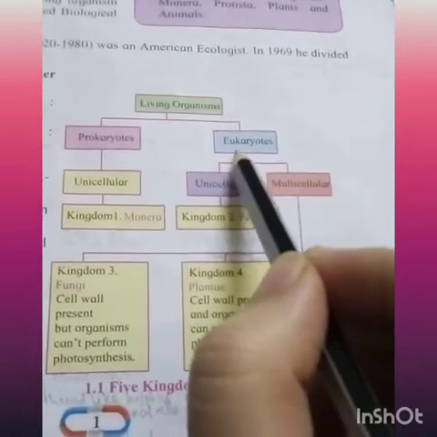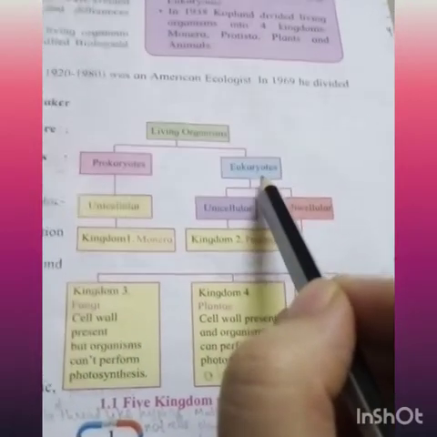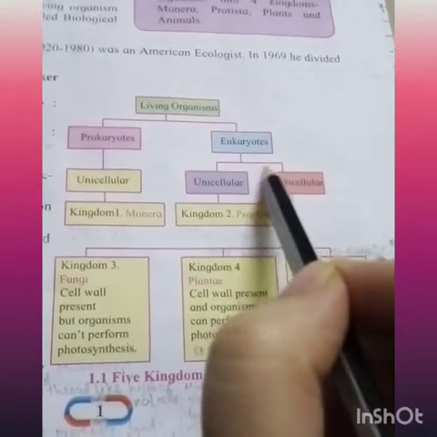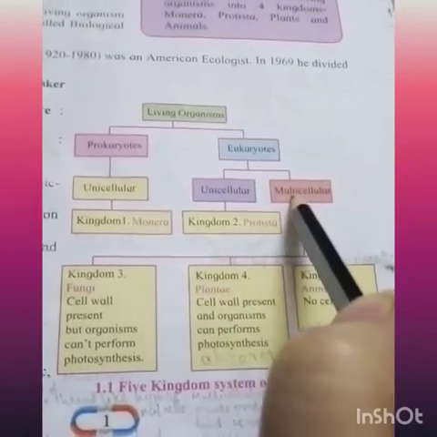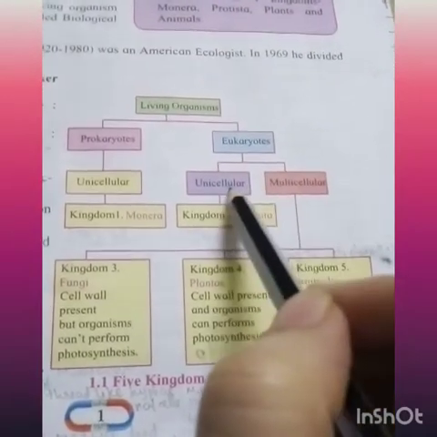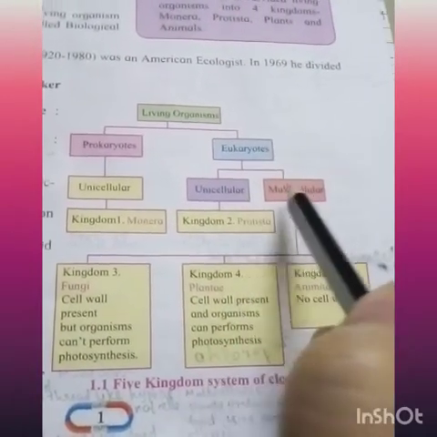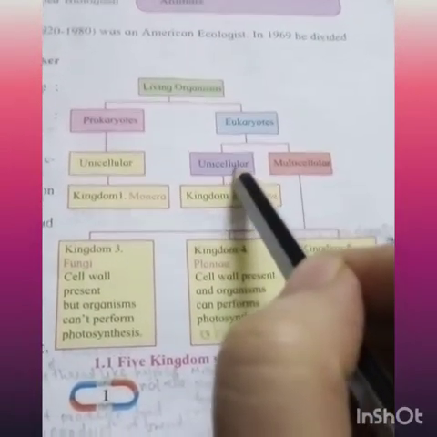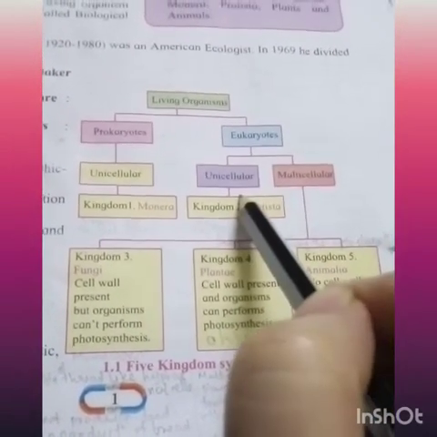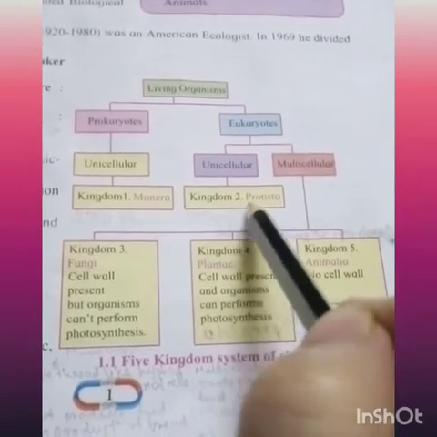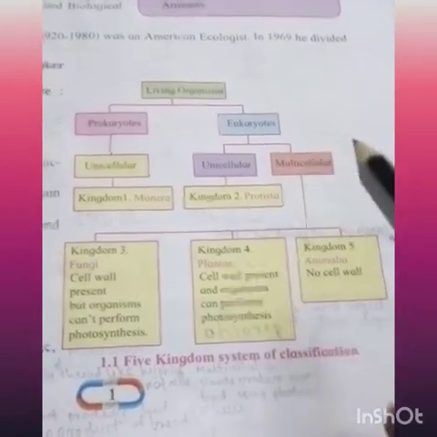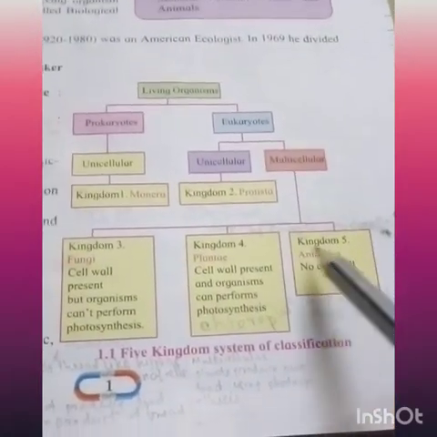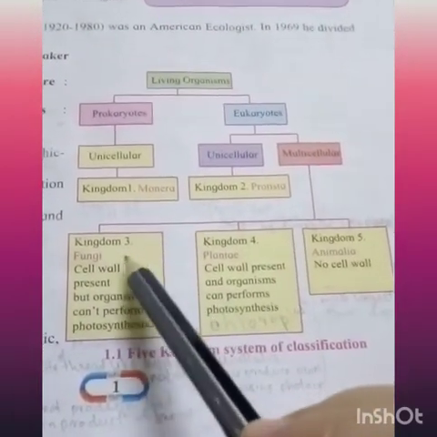Now we will move toward the eukaryotic cell. Under the eukaryotic cells we have two types of organisms: unicellular and multicellular. Unicellular, again single cell, multicellular more than one cell. Now under the unicellular eukaryotic organisms we have kingdom 2, that is Protista. And in multicellular organisms we have three kingdoms. Kingdom 3 is Fungi.